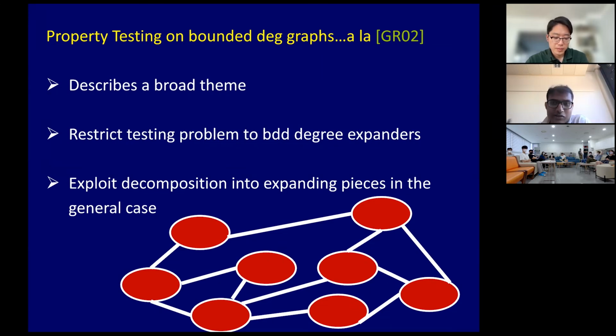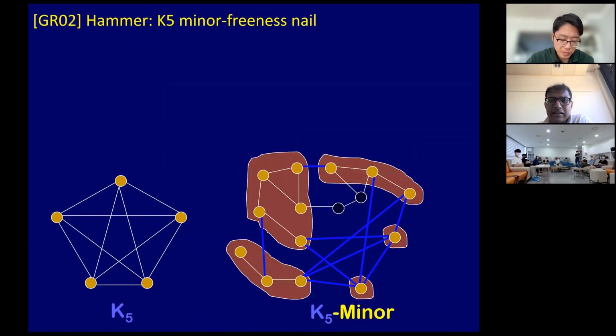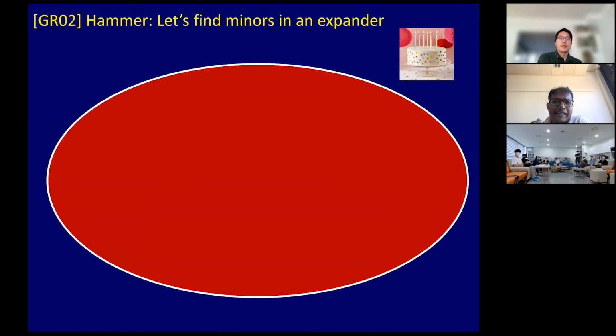Now this is good for us because we have a hammer, the Goldreich-Ron hammer, and we have a nail, the problem that we want to solve, minor freeness. Okay, so let's get to work. Let's try to see if you can find minors inside expanders. So I'll find for you a K3 minor hiding inside an expander.